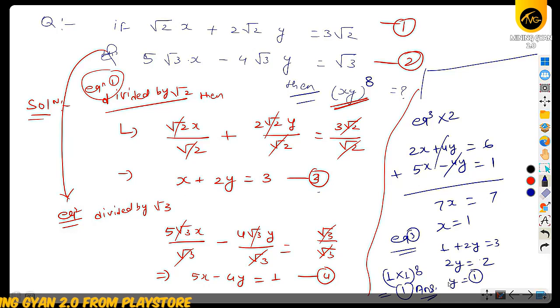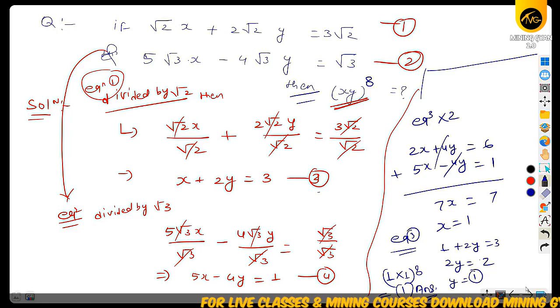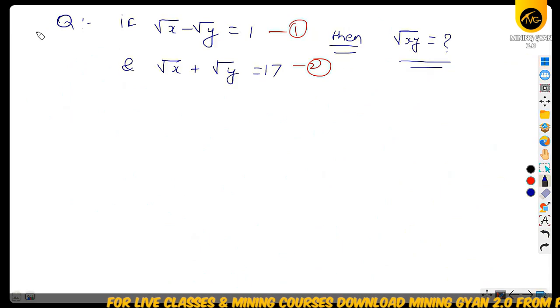Correct. x is equal to 1, y is equal to 1, and the value of x into y power 8 will also be 1. So the answer is 1 in this question. Clear? Okay. Let's do another example.